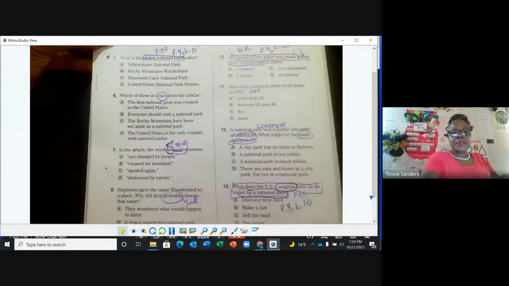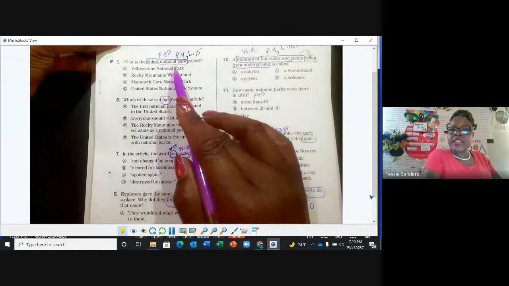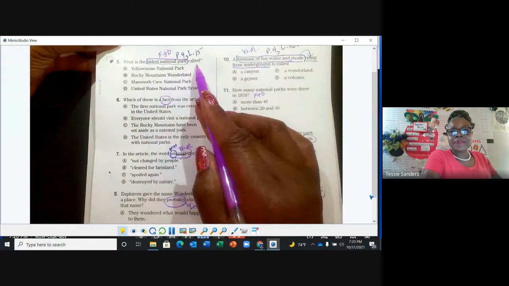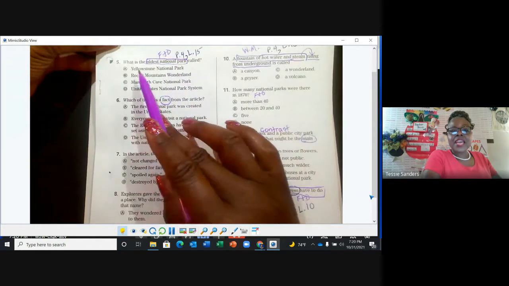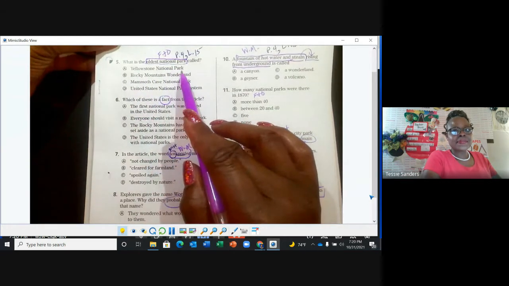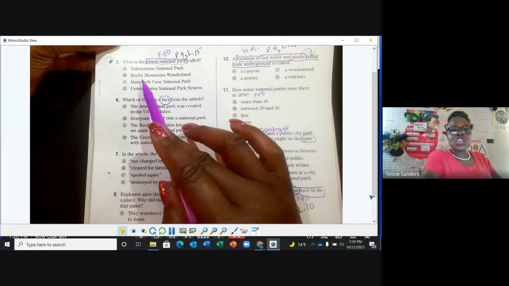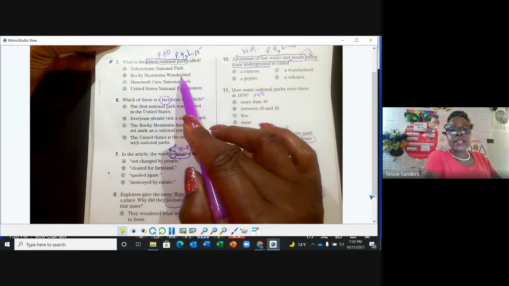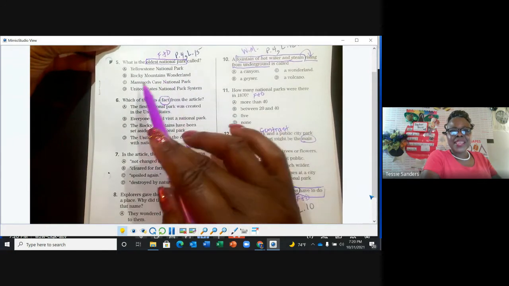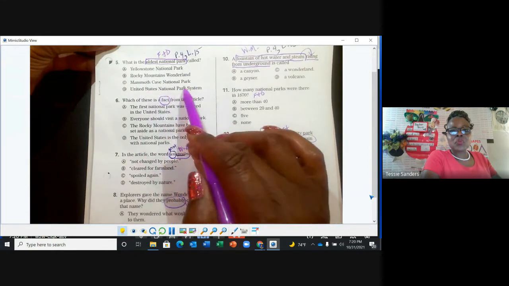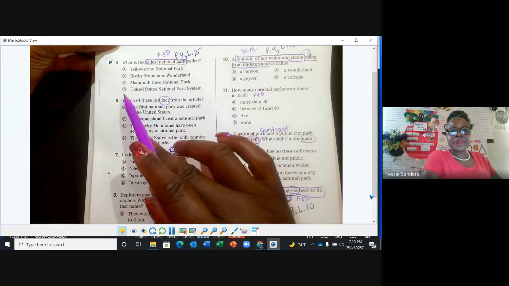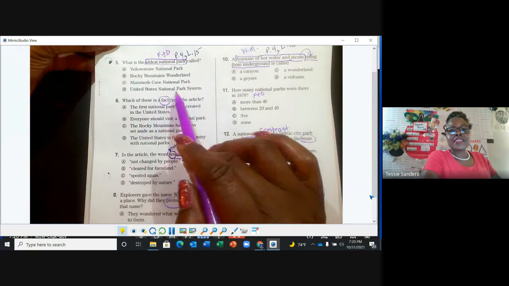Number 5, what is the oldest national park called? A, Yellowstone National Park. B, Rocky Mountains Wonderland. C, Mammoth Cave National Park. D, United States National Park System.